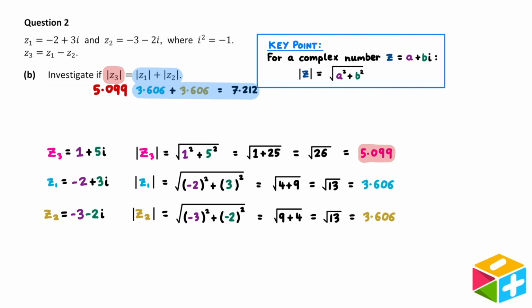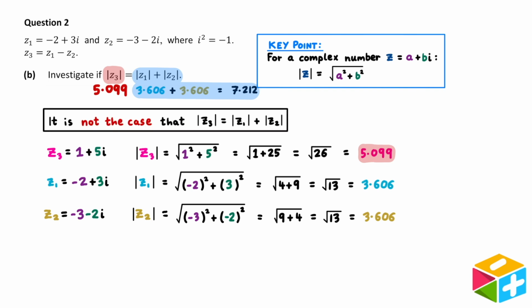So, are the two sides of this equation equal? Well, the answer is no. 5.099 is not equal to 7.212. So it is not the case that the modulus of z3 is equal to the modulus of z1 plus the modulus of z2.